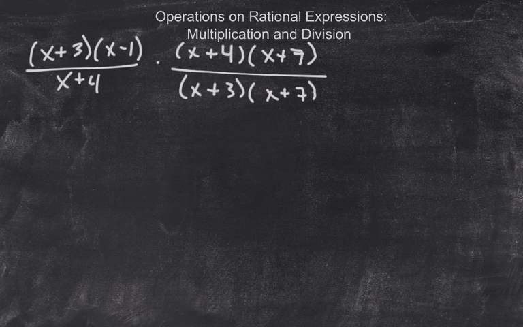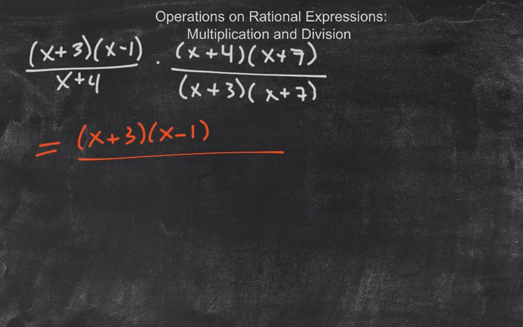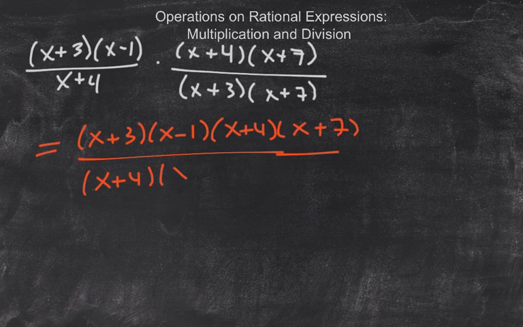Alright, let's extend that to rational expressions. So here I have 2 rational expressions that are fully factored in both the numerator and denominator. So what I'm going to do is just apply that understanding from the fraction multiplication problem that we just did and multiply the numerators together. So I get x plus 3 times x minus 1 times x plus 4 times x plus 7. And my denominator is going to become x plus 4 times x plus 3 times x plus 7.